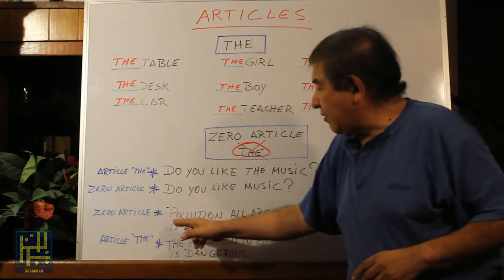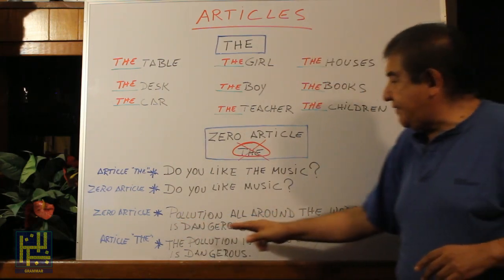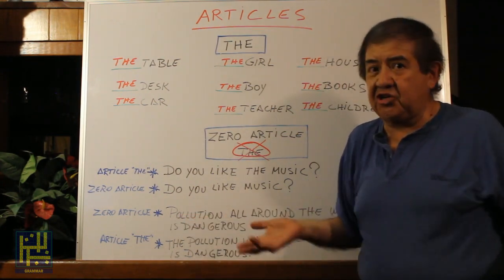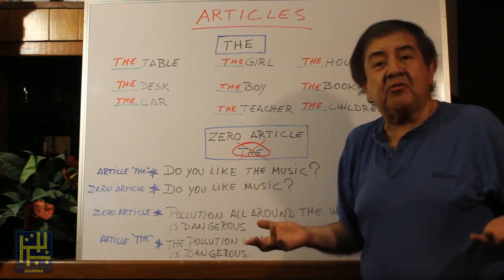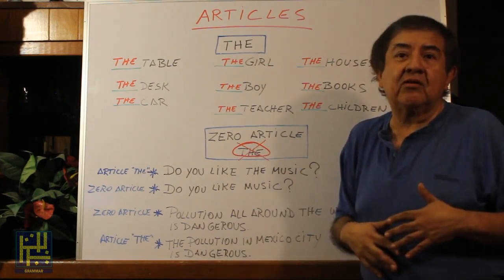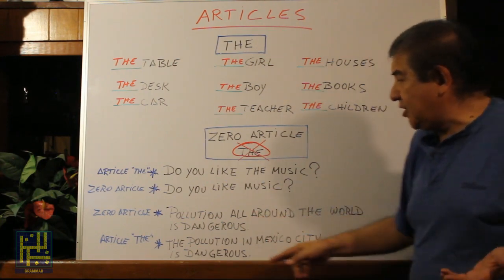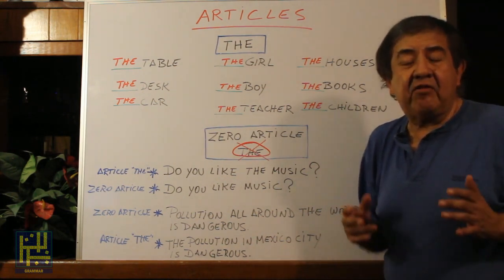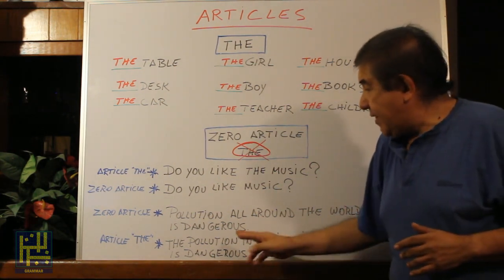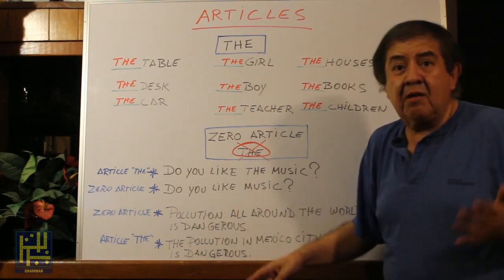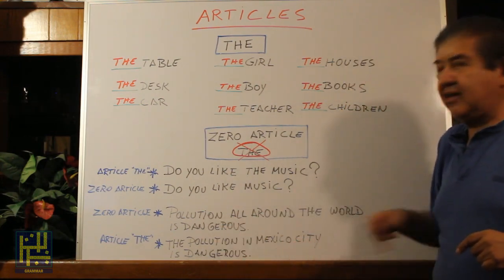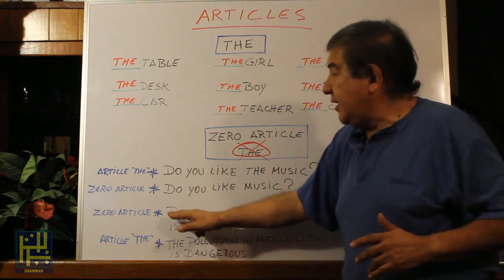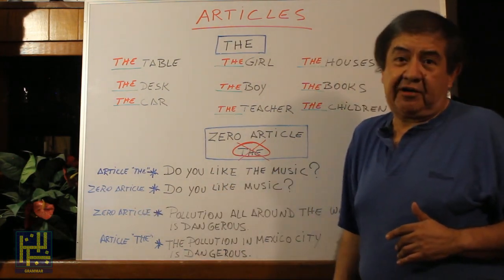Another example is, for example, pollution all around the world is dangerous. Here, we don't say the pollution, but pollution. We are talking about pollution in general, all about the world. But if I want to make emphasis, not on all the world, but on a specific country, for example, Mexico, we can say the pollution in Mexico City is dangerous. Here I am very specific and I am emphasizing, and I'm not talking about all the pollution in general, but only the pollution in Mexico City. Okay? So this is when you don't use the article the, and it is called the zero article.